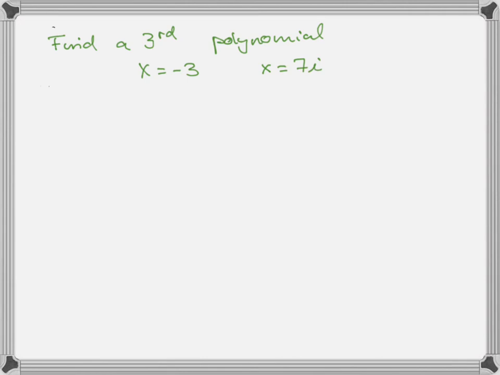The first step is to write these zeros into factored form. What would be the factors if -3 is a zero? What is the factor? x plus 3. Always the opposite of what you see. If 7i is a zero, what is the factor?